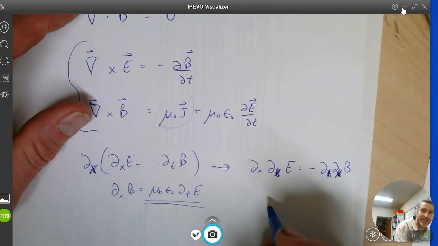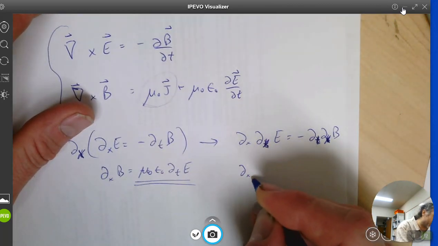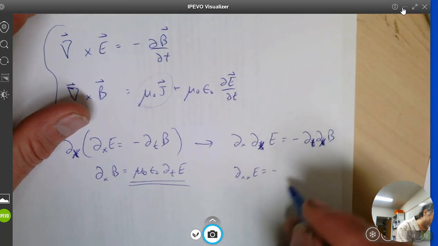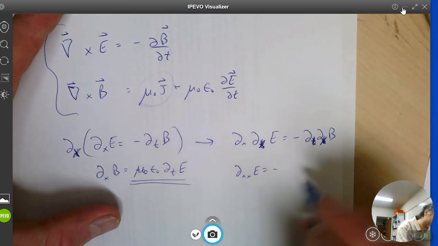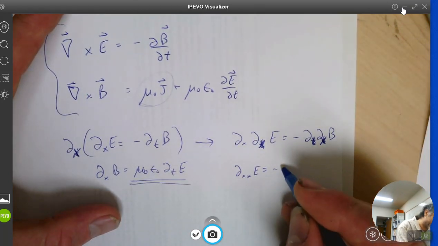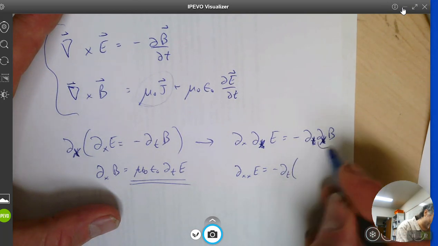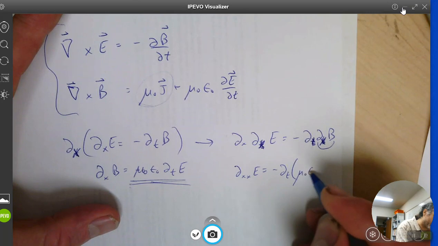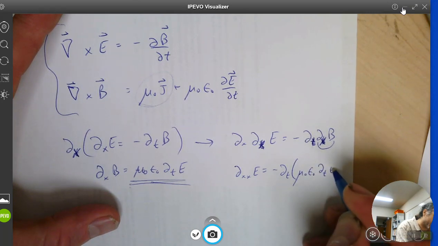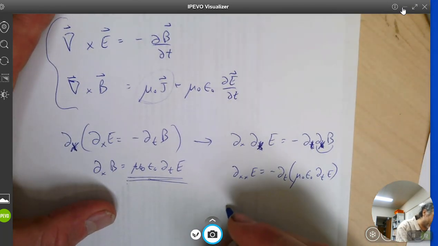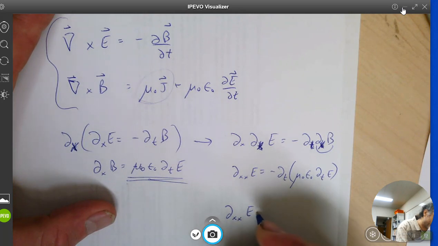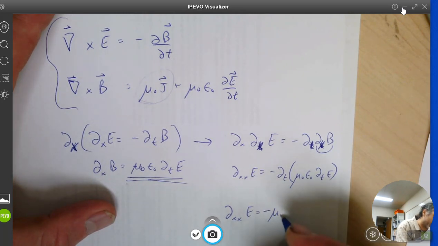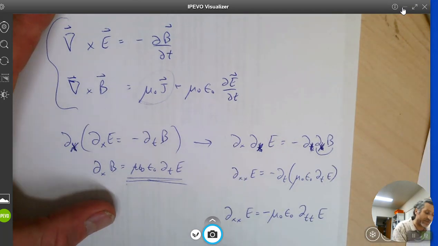So this ends up being the second derivative of E is equal to minus d by dt of this stuff, which is this stuff I've just underlined here. So then this is going to be mu naught epsilon naught d by dt of E. So what we have here is a second derivative of E is equal to minus mu naught epsilon naught times the second derivative of electric field.